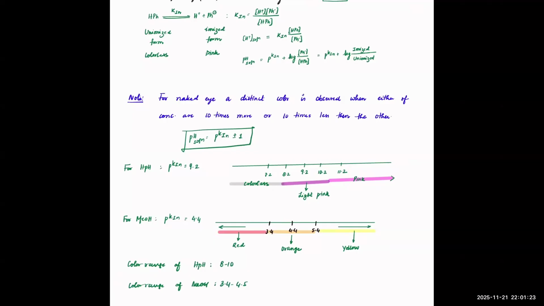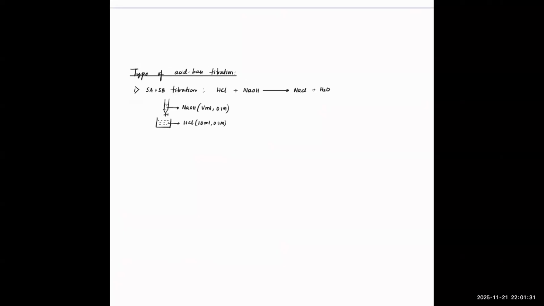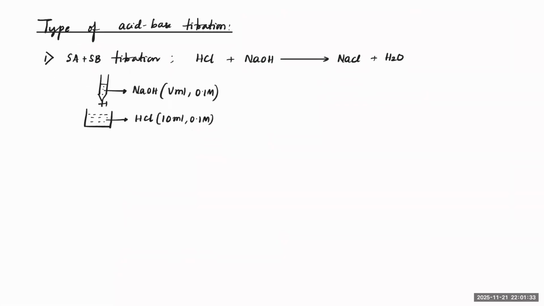Now, this is essential to understand when to stop the titration. Got it? So now, let us try the titrations one by one. Imagine I have to make an acid-base titration. Clear? We have four different types of titrations we can perform: strong acid-strong base, weak acid-strong base, and finally weak acid-weak base. So we start with the strong acid and strong base titration.